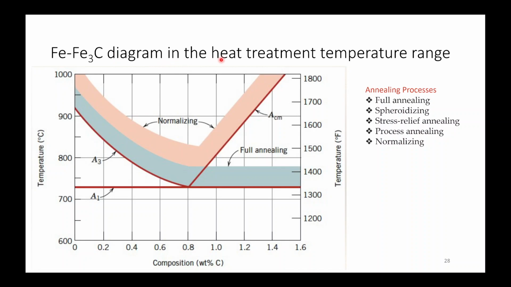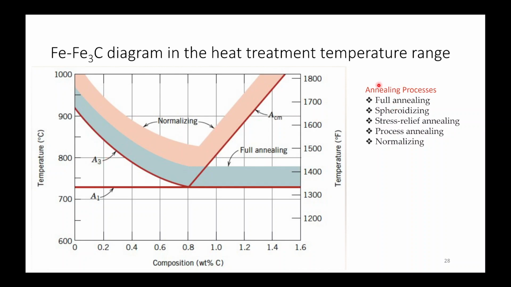Fe3C diagram in the heat treatment temperature range. Now what are the various holding temperatures that I used? These are for normalizing. It should be above the upper critical temperature, and for full annealing, in case of the hypereutectoid region, it is just above the lower critical temperature. A1 is your lower critical temperature, A3 is your upper critical temperature.